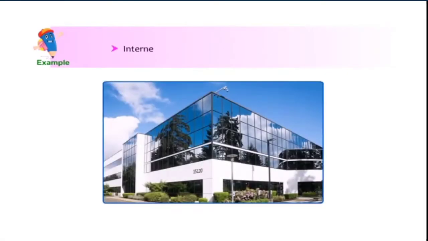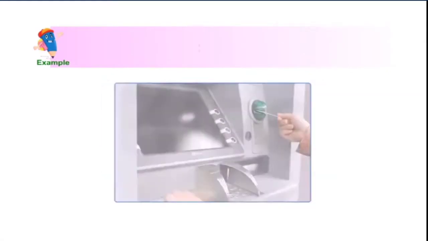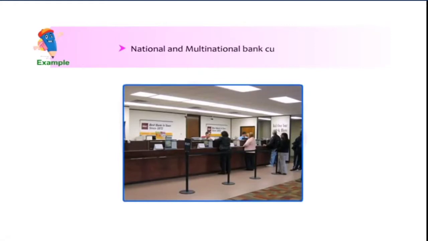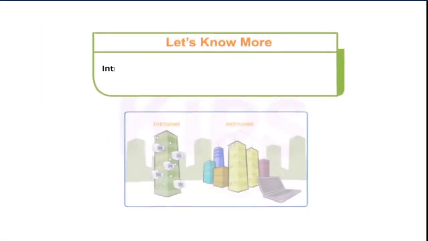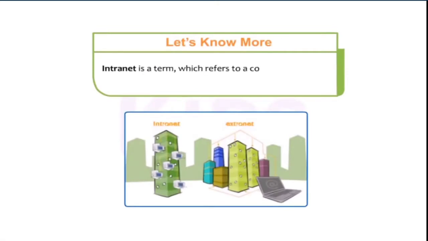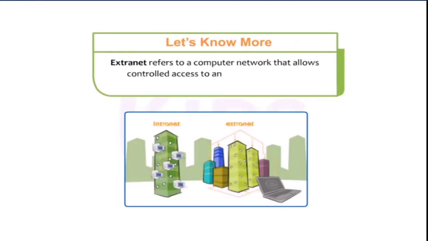The best examples of WAN are Internet and intranet in a large multinational company, ATM facility, national and multinational bank customer services. Students, let's know more. Intranet is a term which refers to a computer network restricted to an organization. Extranet refers to a computer network that allows controlled access to an information source available on Internet.